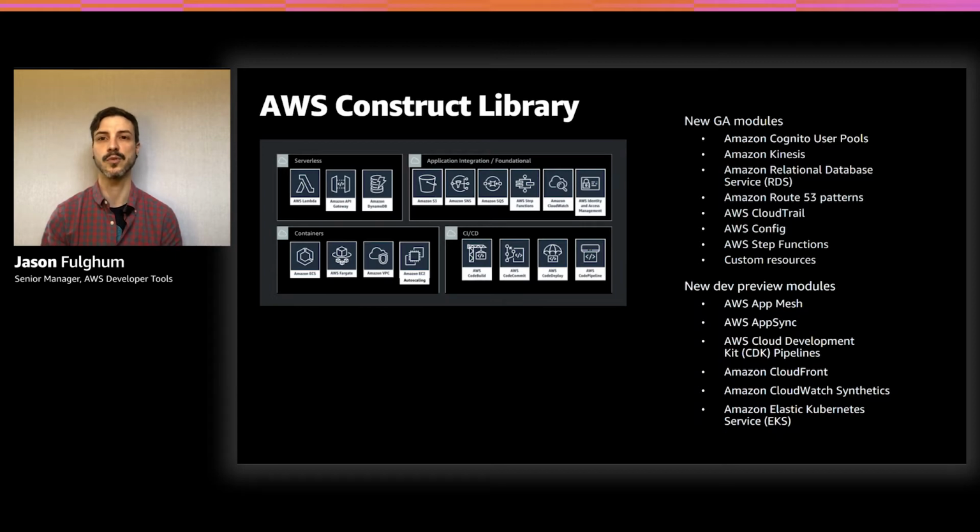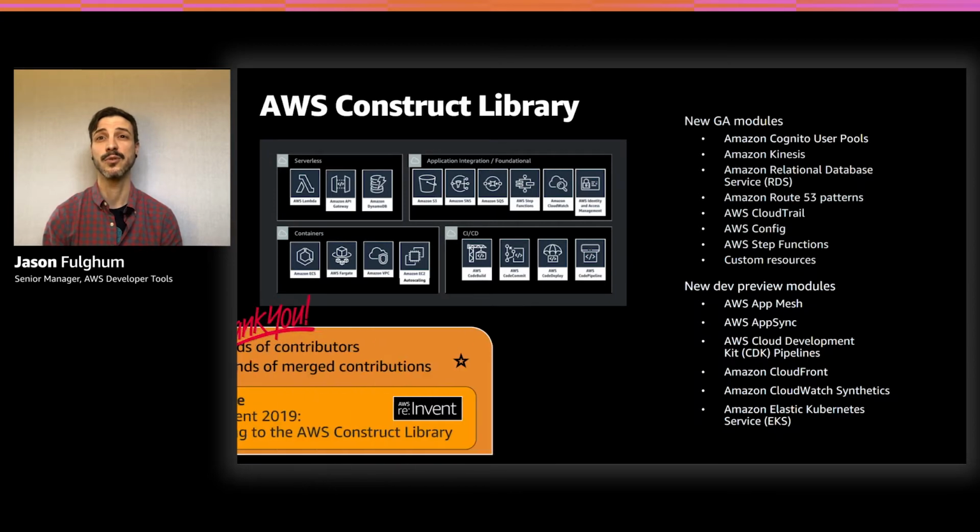So we've been investing a lot of energy and effort in expanding the Construct Library, graduating more modules to be generally available and have that production ready backwards compatible guarantee for the APIs. This year we've graduated 8 additional modules in the Construct Library to be GA. And we have a little over half a dozen other modules that we're actively working on and pushing towards graduation.